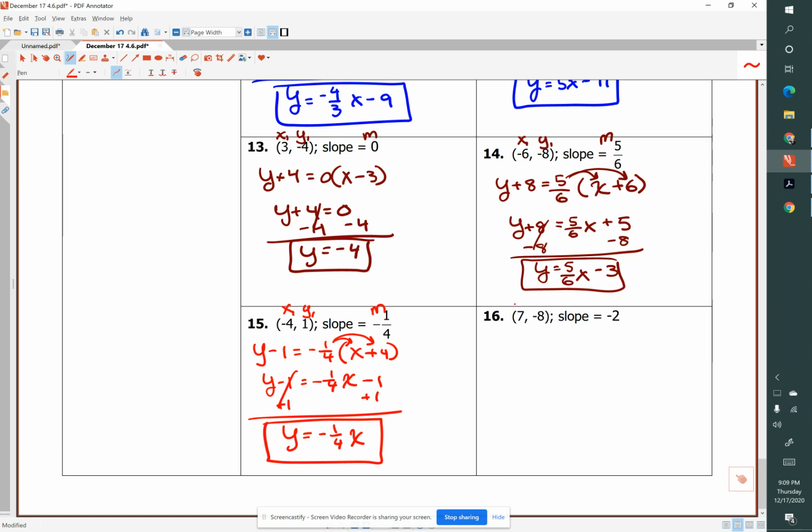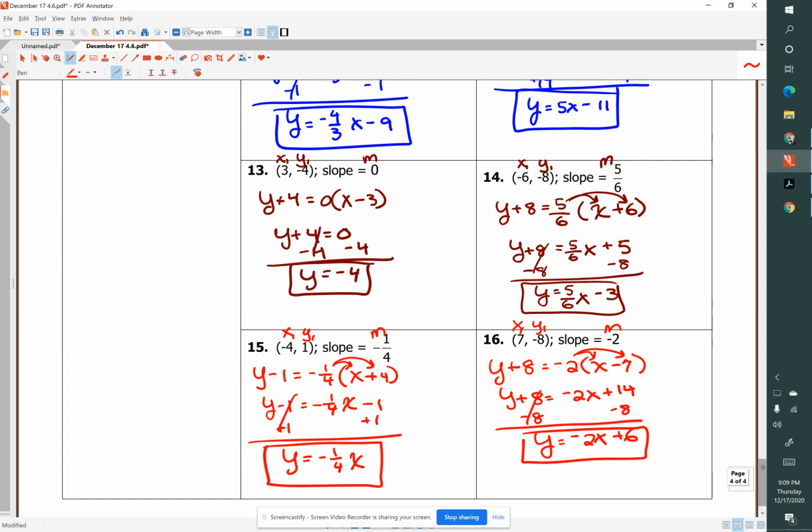And our final problem, our x sub 1 is 7, our y sub 1 is 8, our slope is negative 2. So y minus negative 8 is y plus 8 equals negative 2 times the quantity of x minus 7. We distribute. Y plus 8 equals negative 2x plus 14. Negative times a negative is a positive. We subtract 8 from both sides, and y equals negative 2x plus 6.